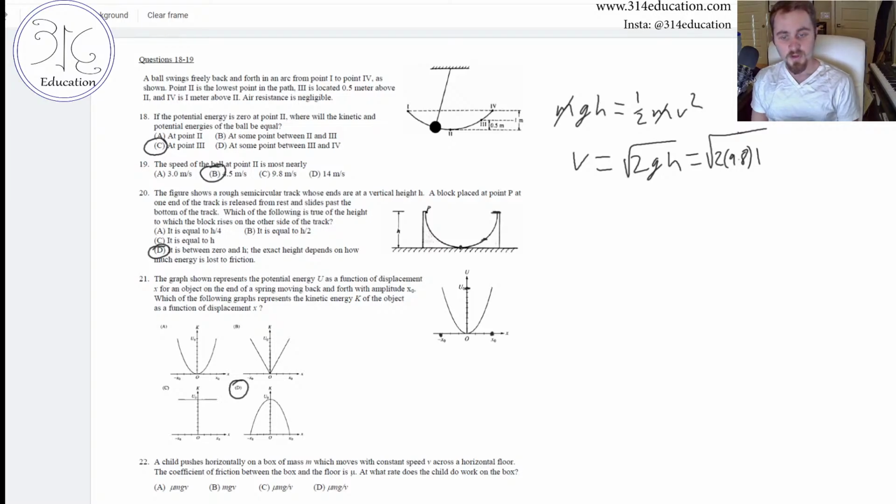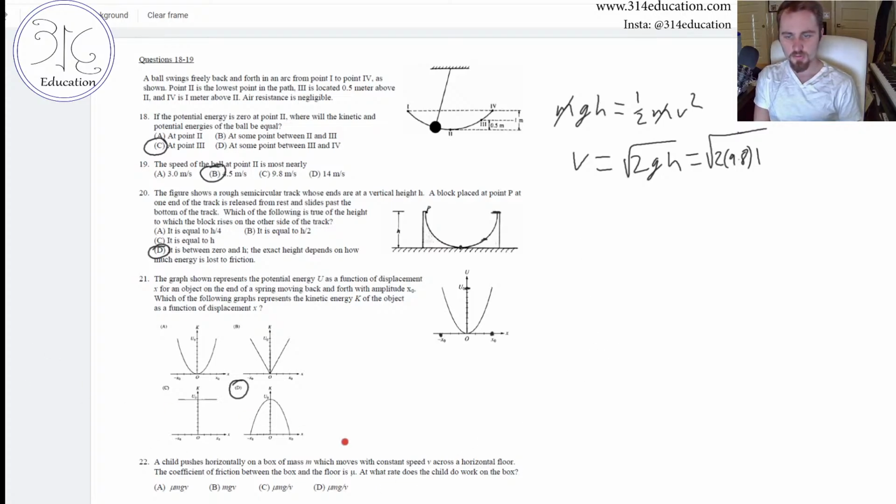For 22, we've got a child pushes horizontally on a box of mass m, which moves with a constant speed v across a horizontal floor. Coefficient of friction is given as mu. What rate does the child do work on the box? So at what rate? Okay, so that's actually going to be a power calculation then. Which is fine, that works out well.